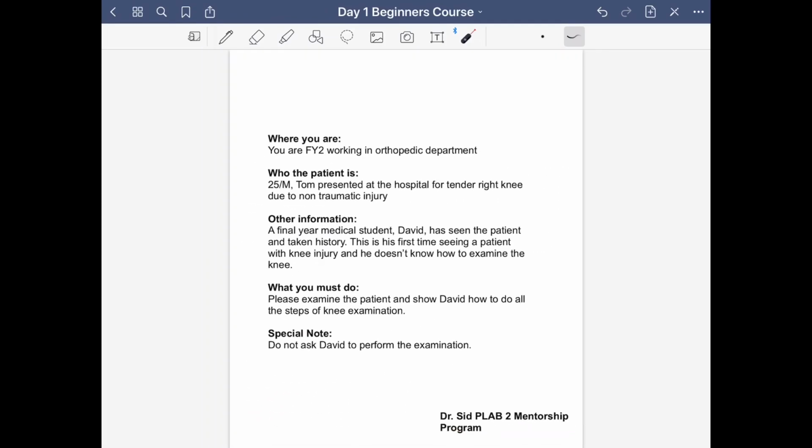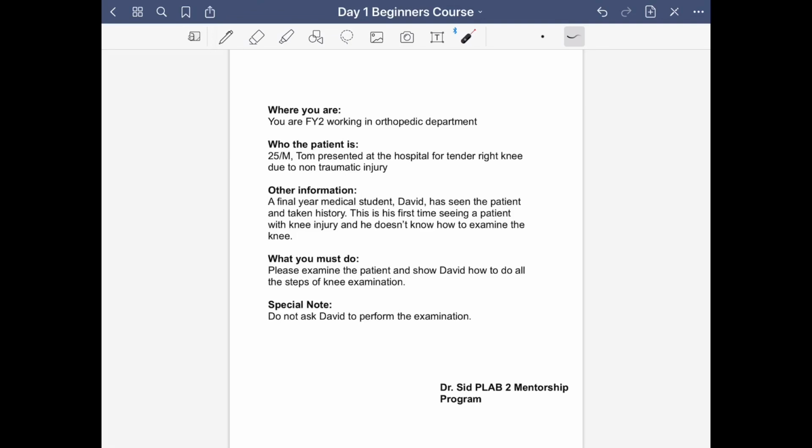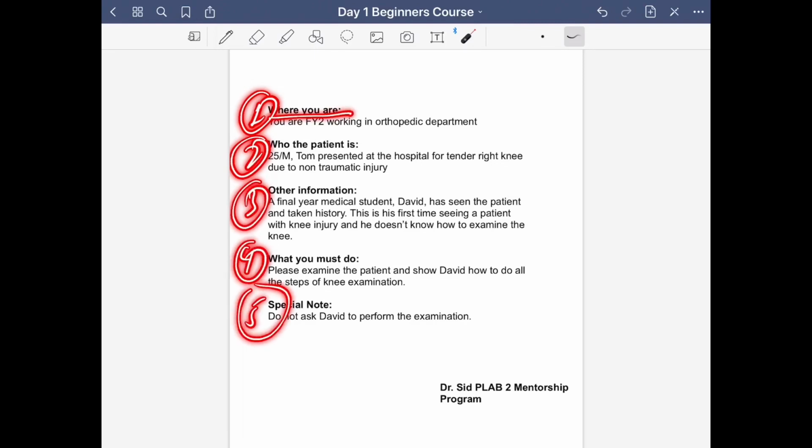Now, let's take this task as an example. You will see a task like this outside the cubicle. It has 4 parts. First part, it says where you are. It helps to know your position and your setting. Second part, it says who the patient is. Third part, it gives other information. Fourth part, it says your task. And fifth part, any special note to consider.